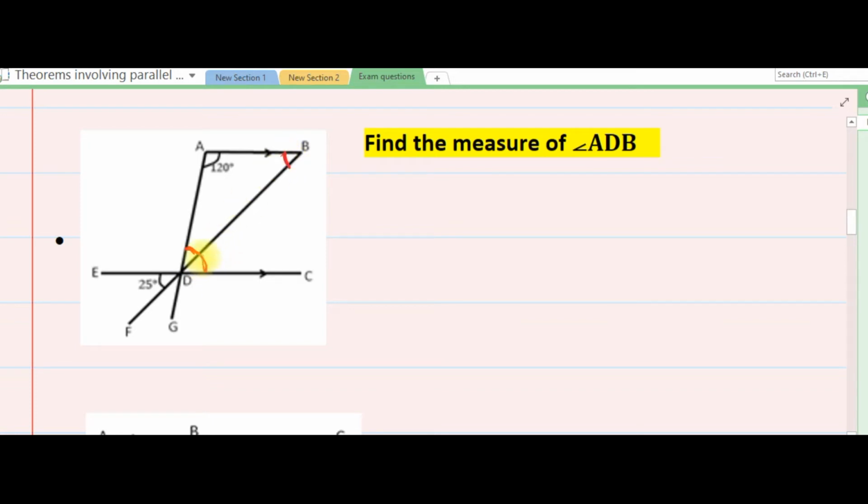You notice that by alternate interior angle, this angle must be equal to this, and we relate it to this. So we check that here must be 25. Why? Alternate interior angle theorem. So that's the first angle we'll get here. The next thing is to get this one, which is also 25. Why? Alternate interior angle theorem.